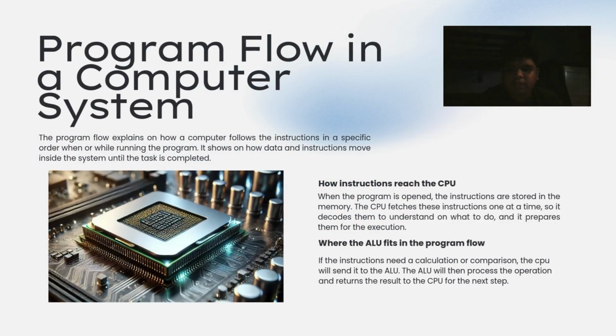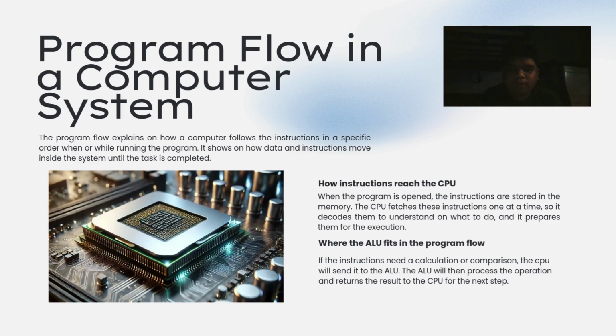Next is the program flow in a computer system. So the program flow describes how a computer follows the instructions in a specific order while a program is running, and it also shows the instructions and data that move inside the system until the task is fully completed. So basically, it explains how the computer knows what to do first, next, and last. So when the program is opened, the instructions are first stored in the memory.